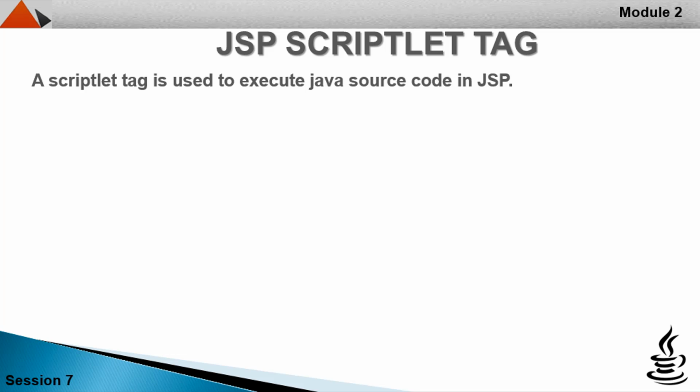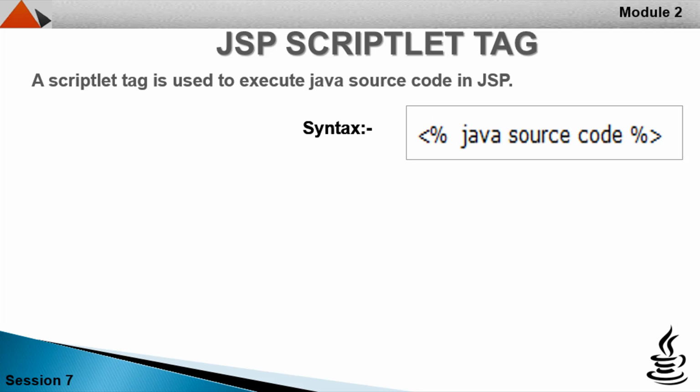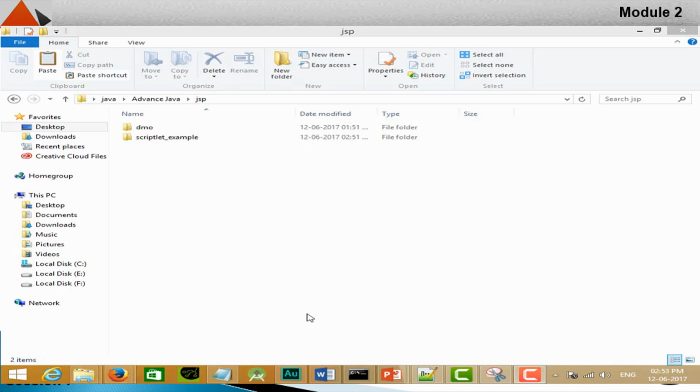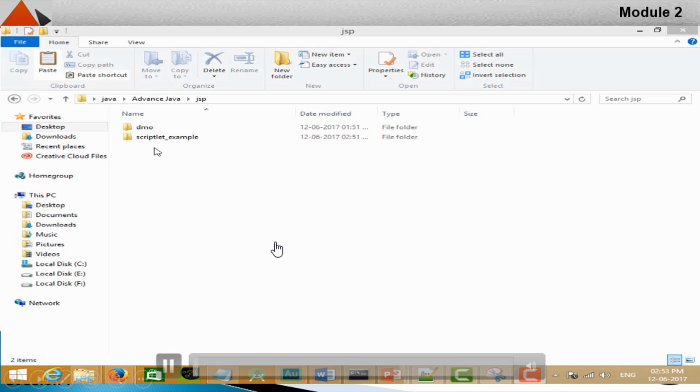Now let's understand the scriptlet tag. A scriptlet tag is used to execute Java source code in JSP. You can see the syntax on the screen. You have to write your Java code within the <% %> symbols in this tag. You can see an example as well on the screen. Now let's do a program of the scriptlet tag.